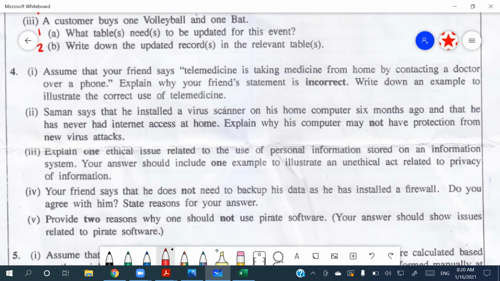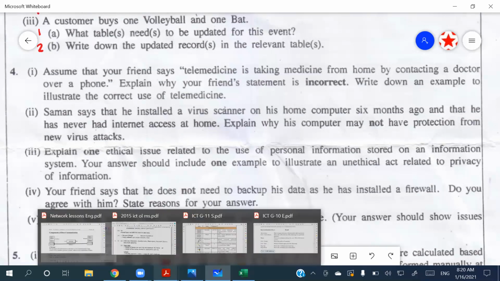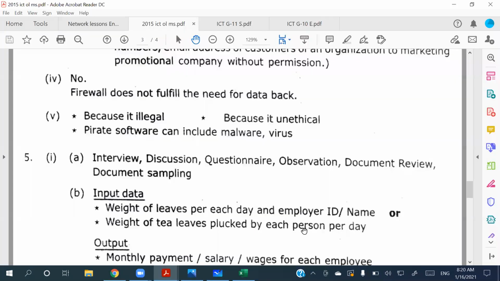Delete, right? So you need a backup. So no one can argue that you don't need a backup because you have a firewall, because it won't cover everything regarding data security, right? So that kind of an answer should be there. It can say a firewall does not fulfill the need of data backup, so you can simply say no, it is not.